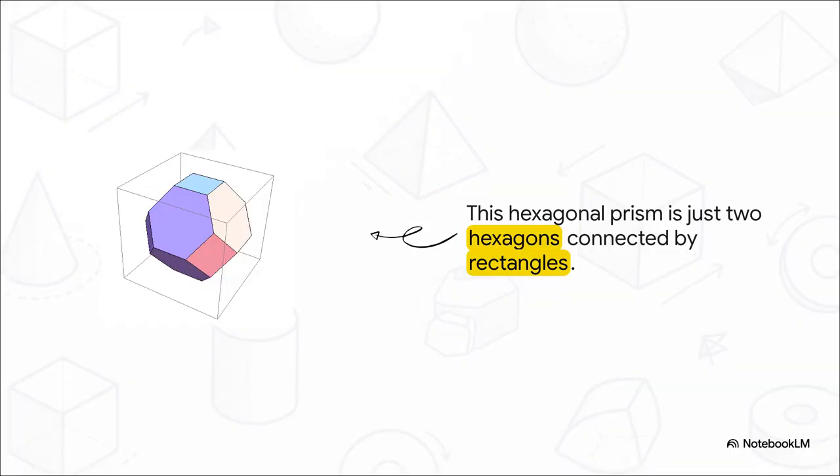And take a look at this hexagonal prism right here. It's really nothing more than a hexagon on the bottom, the exact same hexagon on the top, and then just a bunch of rectangles connecting the sides. At its heart, it's just a stack.